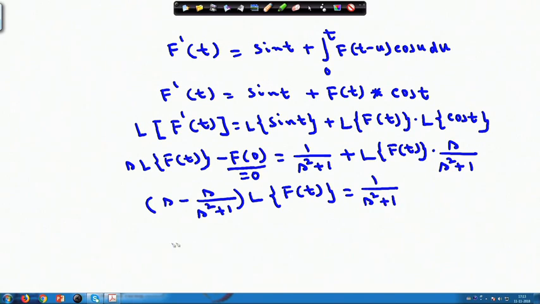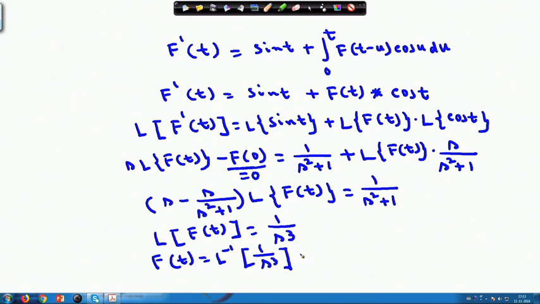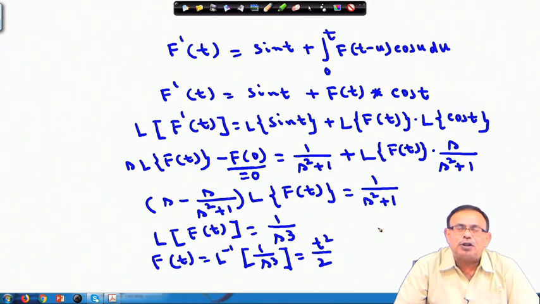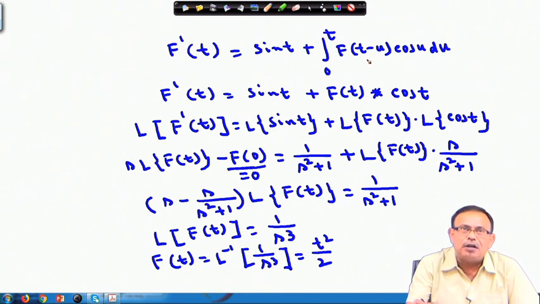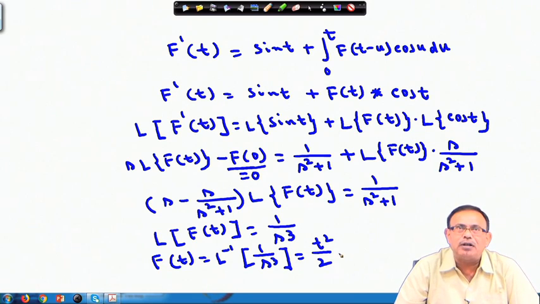On simplification you will obtain the Laplace transform of f(t) is nothing but 1 by s cube. So f(t) is the Laplace inverse of 1 by s cube, and you know that t square by 2 is the function whose Laplace transform is 1 by s cube. Therefore, for this problem f dash t equals sin t plus the integral from 0 to t of f of t minus u cos u du, the solution is f(t) equals t square by 2. Please note that in this equation f(t) is under the integral sign, and you have the derivative f dash t also, but since we know the Laplace transform of the functions as well as of the derivatives, using that concept we can find f(t) as t square by 2.